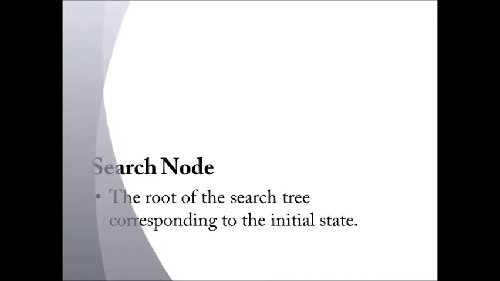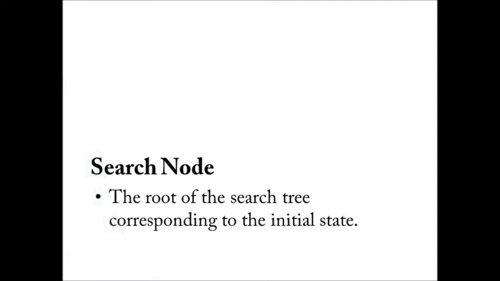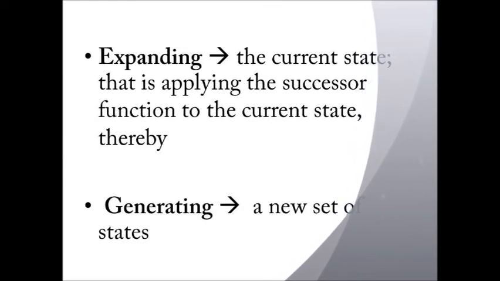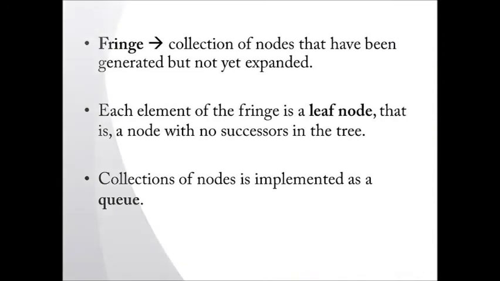The first step is to test whether this is a goal state. Clearly it is not, but it is important to check so that we can solve trick problems. Because this is not a goal state, we need to consider some other states. This is done by expanding the current state, that is, applying the successor function to the current state, thereby generating a new set of states. We also need to represent the collection of nodes that have been generated but not yet expanded. This collection is called the fringe. Each element of the fringe is a leaf node.